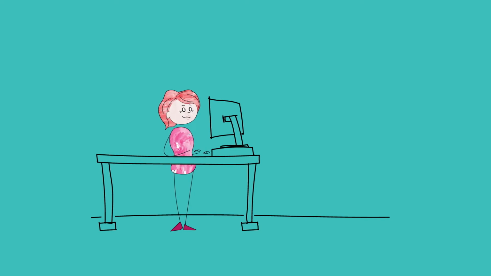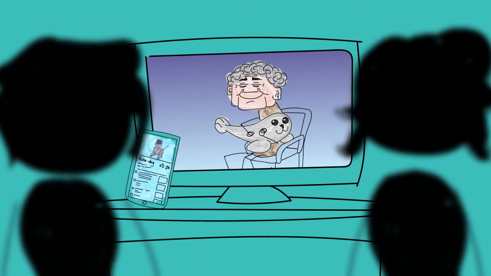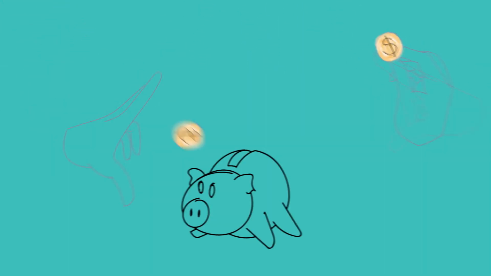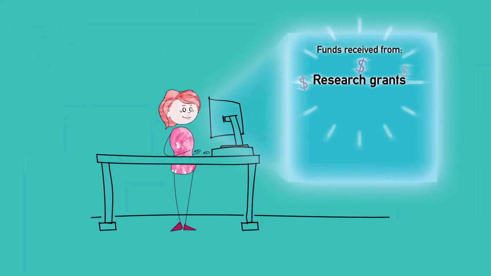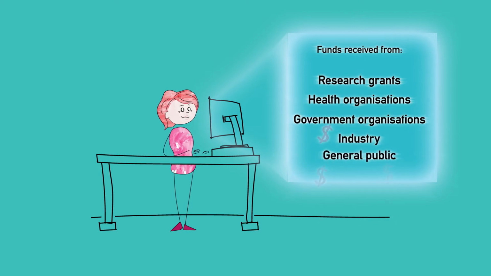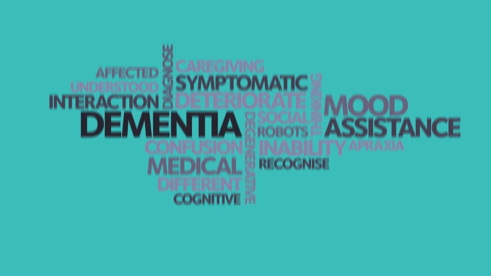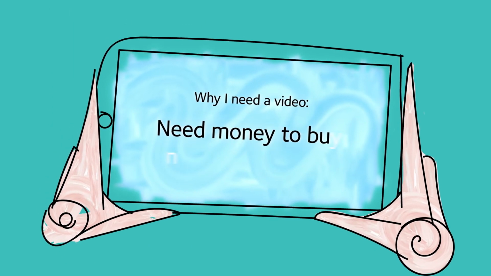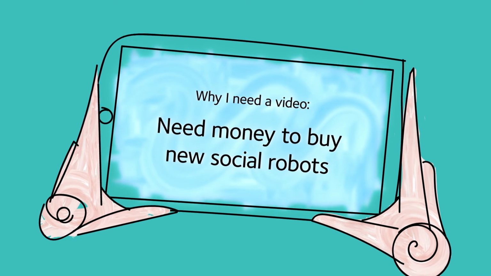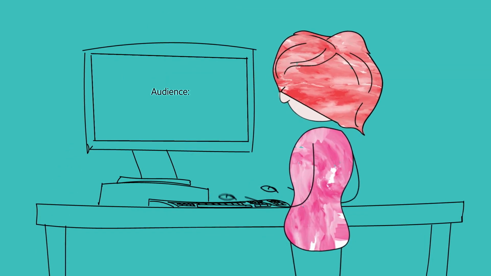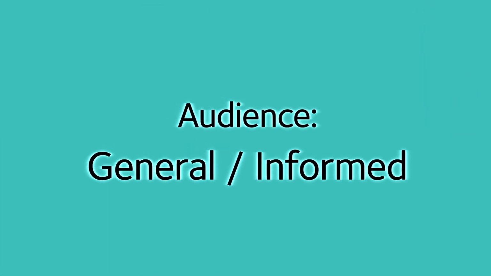Polly recognises that her video needs to speak to the people who are likely to give her money for her cause. In the past, she's received funds for her research from all walks of life, often from people who've some understanding and a deep interest in dementia care. But identifying her key need has really helped Polly pinpoint the target audience for her video. Polly identifies general and informed as her target audience.